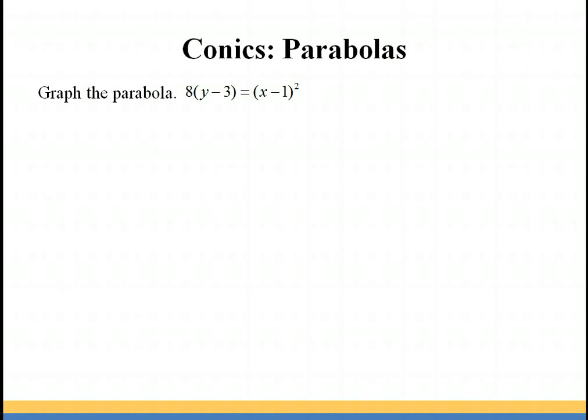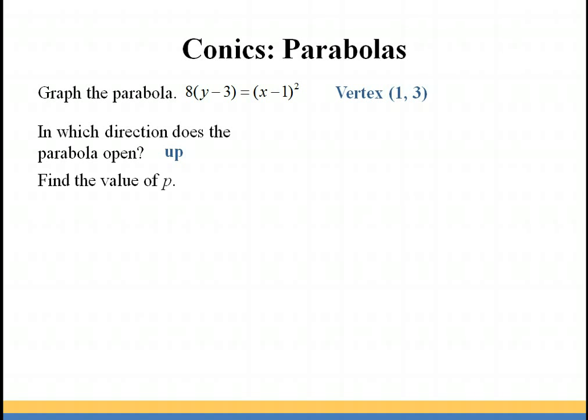P is negative if it opens down or to the left. Okay, so we want to graph this parabola, and it's given to us in conic form. The first thing that we need to look at is where is our vertex. So remember, your vertex is at (h, k). So in this case, it's going to be at (1, 3). In which direction does the parabola open? Well, since x is squared, it would either have to open up or down. If y was squared, it would open left or right. So in this case, it's going to open up because also the 8, which is the 4p, is positive.